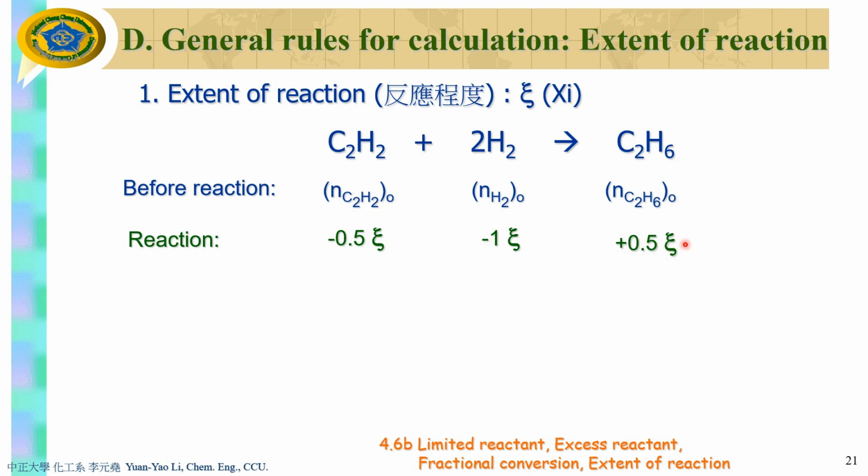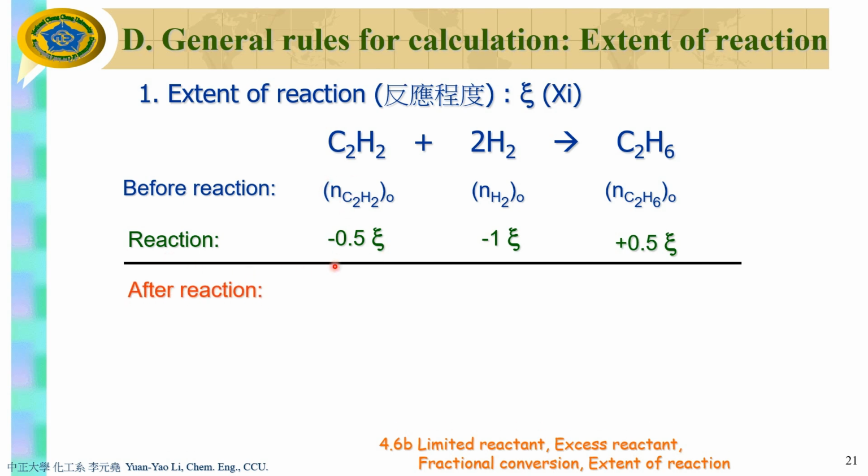So what is this? This is the extent of reaction. As I just told you, the maximum here is 1. So it can be 0.6 or 0.9. This is how the reaction can be completed. And as a result, after the reaction, we use this one minus this one, this one minus this one, this one plus this one. Because this is a reaction, the reactant is minus and the product is plus. I'm sure you already know this. No problem.